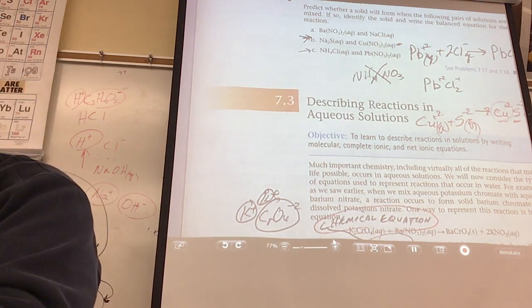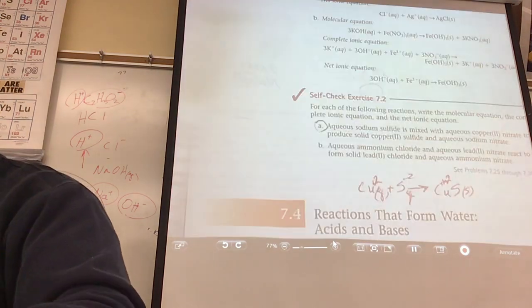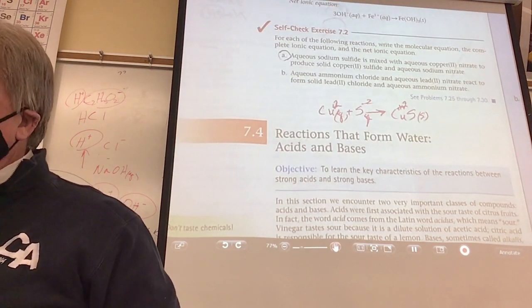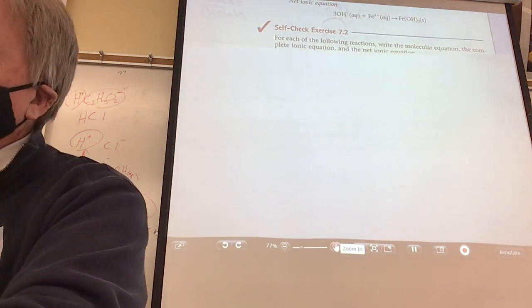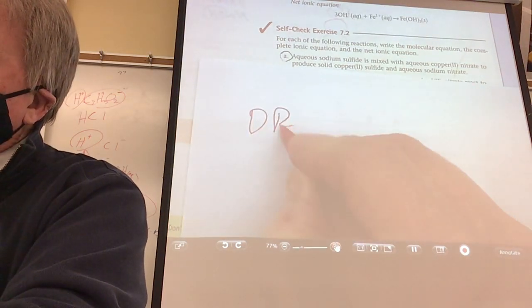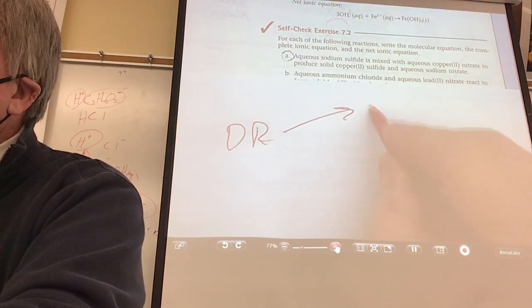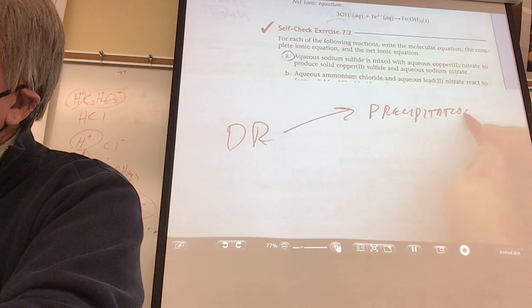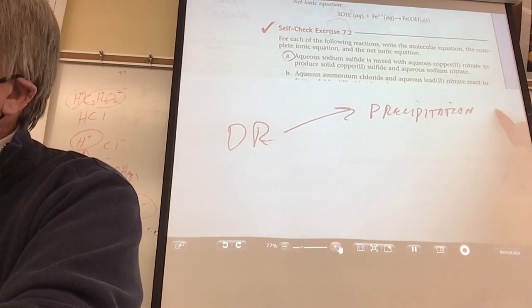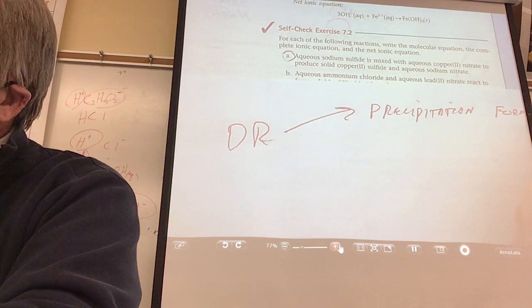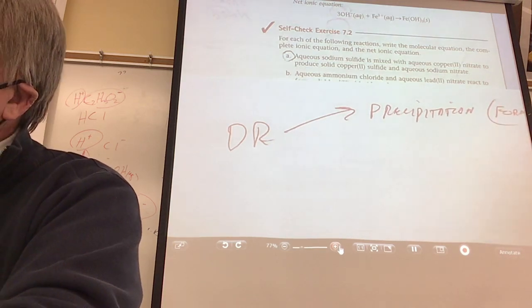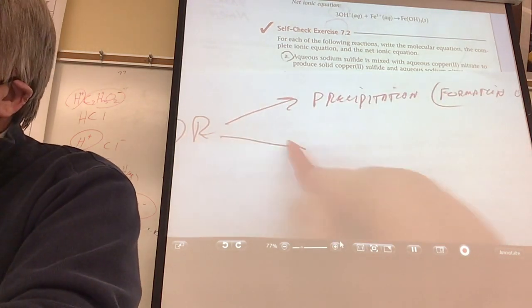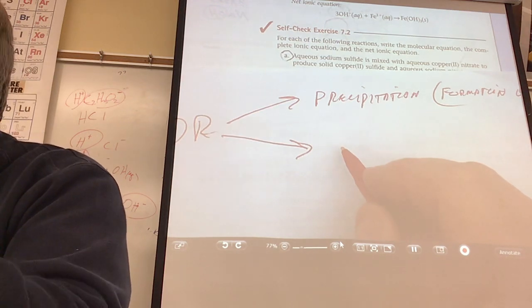All right. What I'm going to do now is, I'm not shifting gears, but I want to show you the same idea, and I think you're going to be surprised. So far, here's what you know. Double replacement reactions could be called precipitation reactions, because what is the driving force? Formation of what? Of a solid.